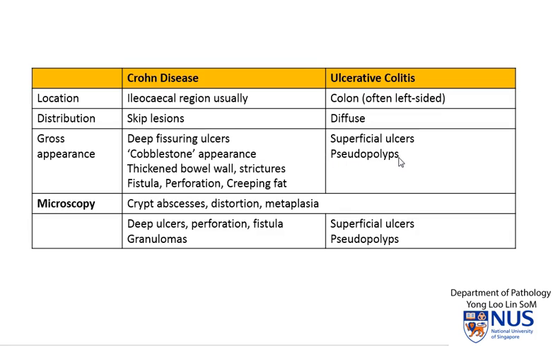The ulcers themselves are usually more superficial. In ulcerative colitis, they don't tend to go beyond the submucosa, and the presence of pseudopolyps is often quite striking. And the microscopic features can be quite similar, except for the depth of the ulcers. The more prominent pseudopolyps in ulcerative colitis, and the general absence of well-formed granulomas in ulcerative colitis, but we see them in Crohn's disease.